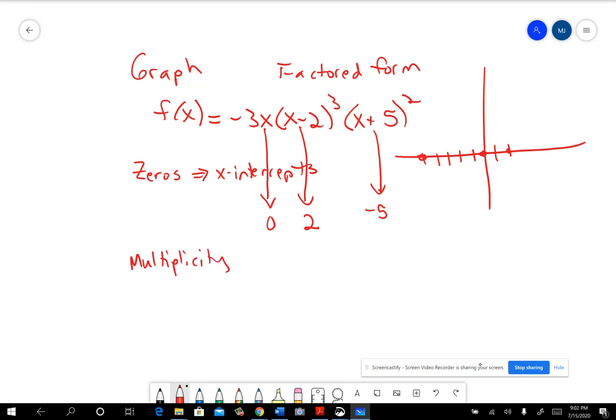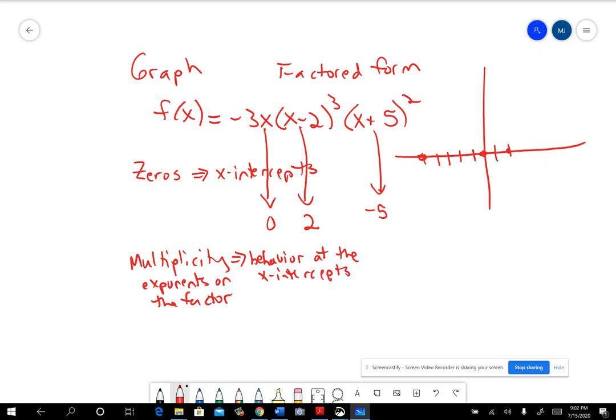And remember, those are the exponents on the factors that gave you the 0. What it corresponds to on the graph is the behavior at the x-intercepts, or at the zeros. That's what it tells me.